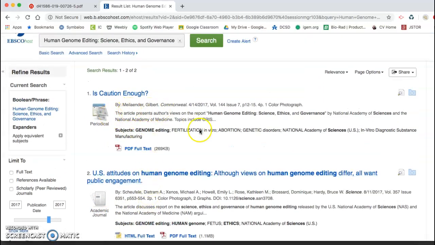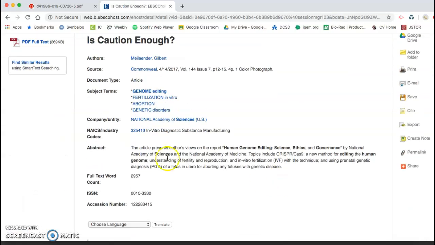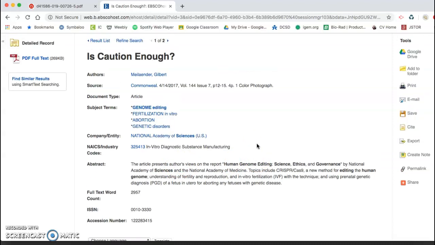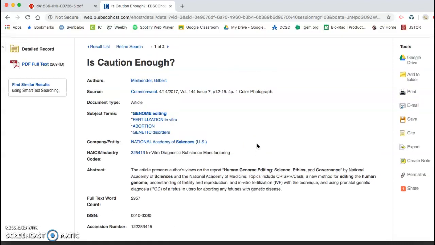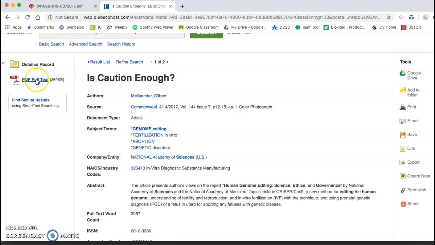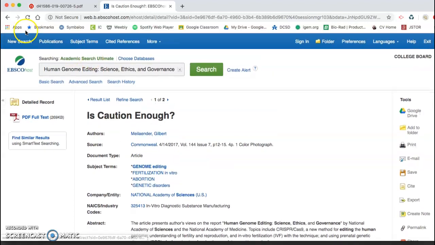Is caution enough? So if I click on that, it looks like the article presents authors' views on human genome editing, science, ethics, and governance by the National Academy of Sciences. Okay, so this is separate authors' views of that report, right? So I could certainly see this being a source that I'd want to look at and read through. So I'd probably go through and download this PDF and check it out. That seems like a pretty interesting source.